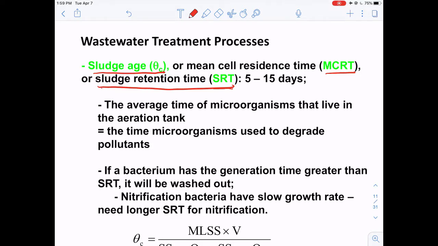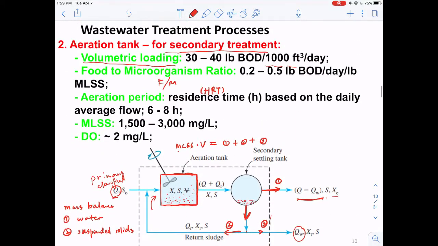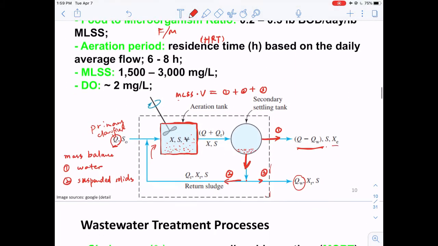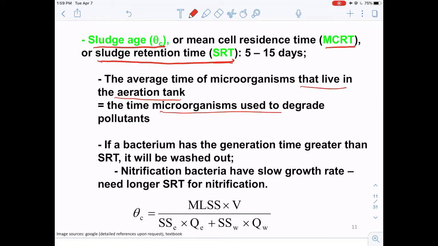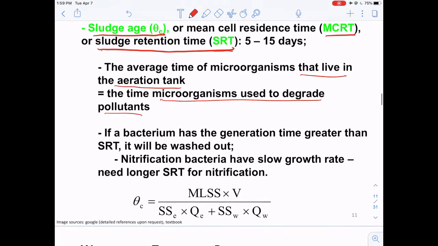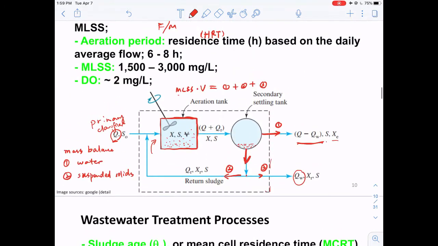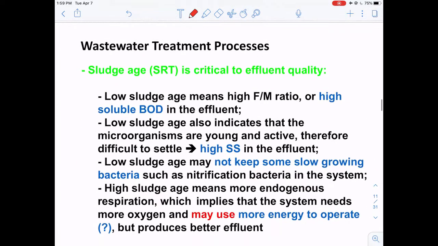Again, the sludge retention time is the average time of the microorganisms that live in the aeration tank. It is different from the hydraulic retention time or the aeration period here. It is also the time for the microorganisms to degrade the pollutants. And again, I'm showing the calculation equation here. We can use the mass of the suspended solids in the aeration tank and divide by the mass flow rate of the suspended solids through route 1 and route 3, because they're leaving this whole system.